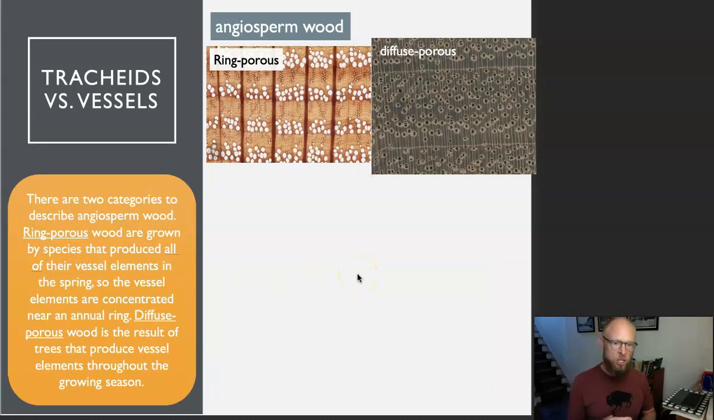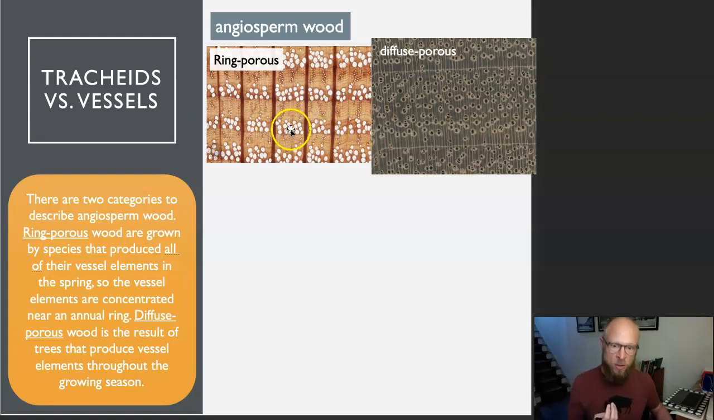And then lastly, I'm just going to point out, you might have noticed the difference between the two pictures I showed you of the angiosperm wood. There are two different ways that trees distribute their vessel elements. One type is called ring porous. And so these cells here are produced in the spring. These trees that grow this way, they grow all of their big vessel elements early in the spring, and they use those to transport water all during the entire growing season. This is ring porous.